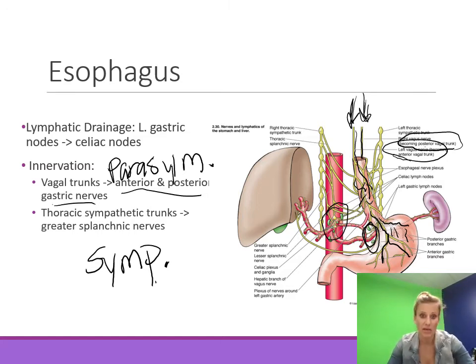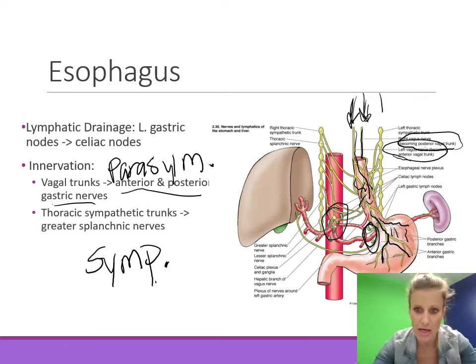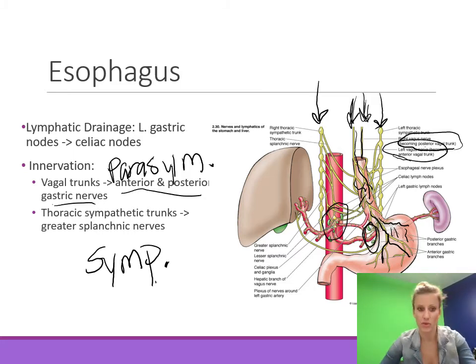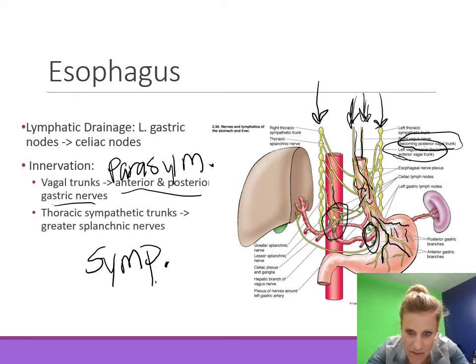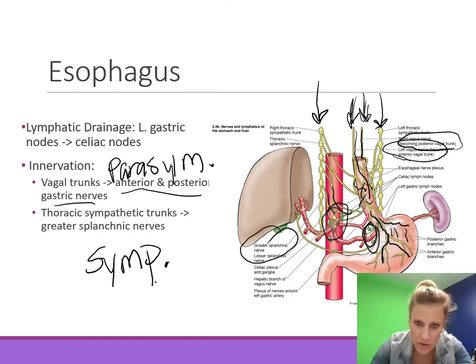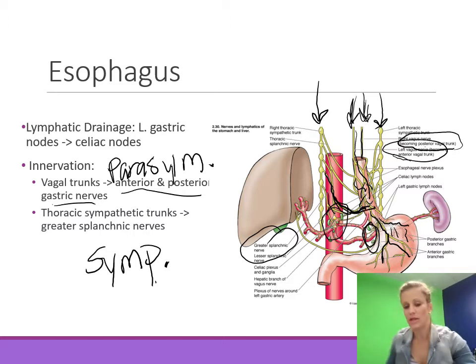The sympathetic input, we said, is from the sympathetic trunks, right? They go down either side of the spinal cord throughout the thorax. So the thoracic sympathetic trunks are going to give us the splenic nerves. Right? We have a greater and lesser splenic nerve, which you see coming off of the sympathetic trunk. So the greater splenic nerve comes off the sympathetic trunk right here and ends up innervating sympathetic innervation to the esophagus.